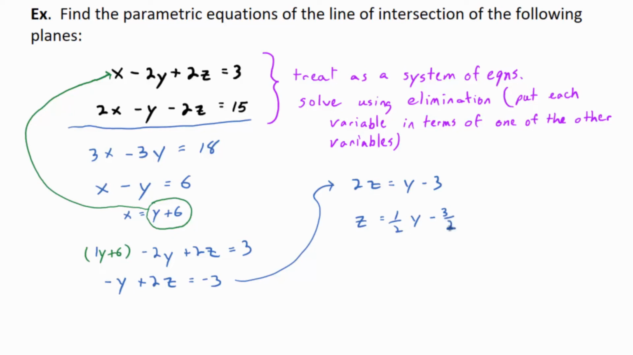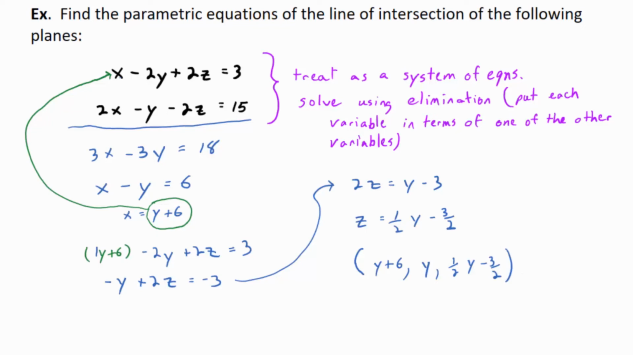So what you called this in another class was a dependent system. Do you remember expressing the solution, the ordered triple solution, actually solutions because there's an infinite number of them, as x, y, z all in terms of one variable? Does that ring a bell? So x, what is x? x is y plus 6. y is itself, y is y. And z is 1/2 y minus 3/2.